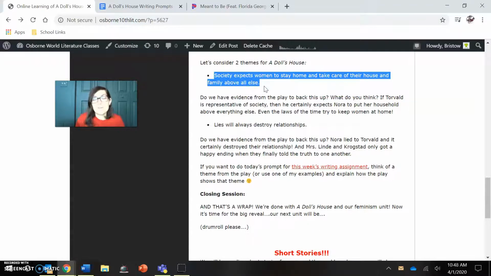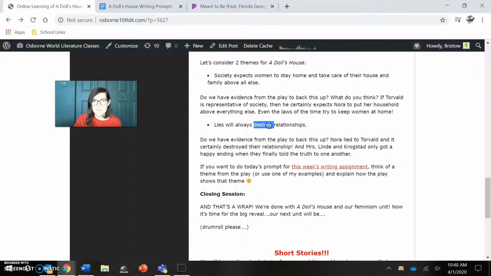So I think we do have some evidence in the play to say that society expects women to take care of their home and family. We don't necessarily have evidence that the author is trying to tell us that's right, like that's a good thing, but we do have evidence that it is an expected thing. So I think that's a solid theme. Of course I think it's a solid theme. I wrote this blog post.